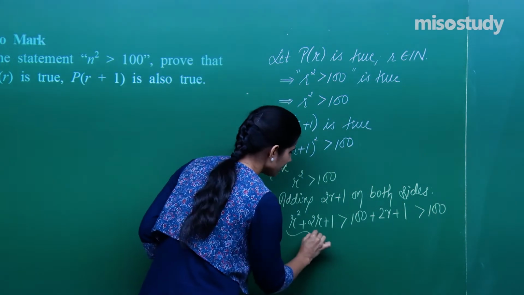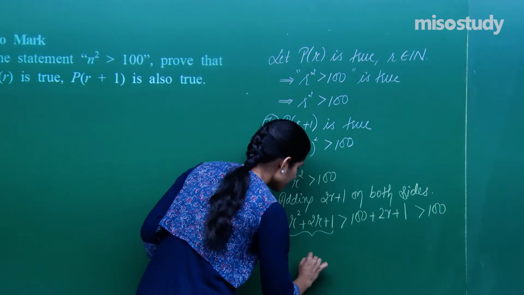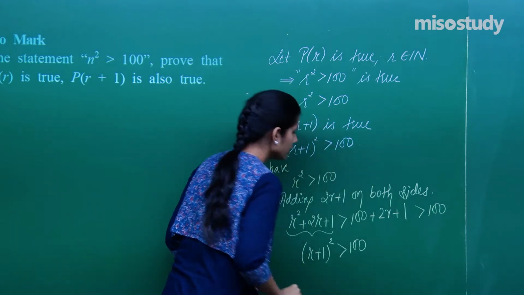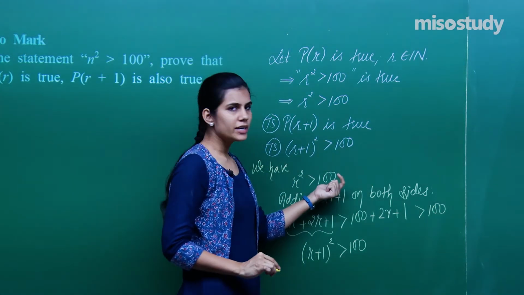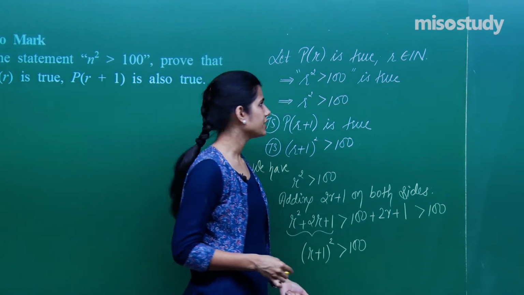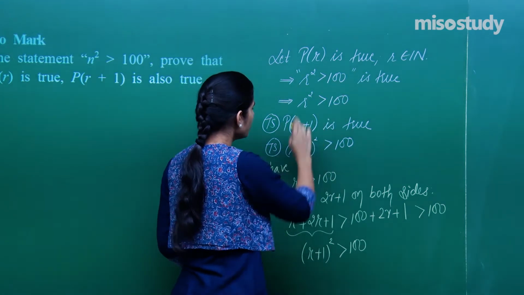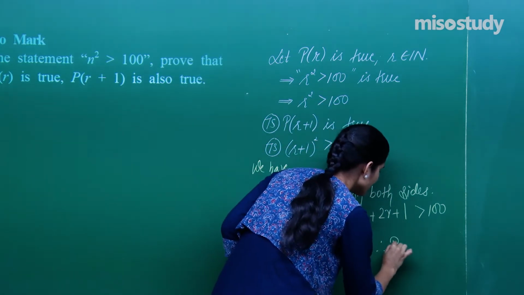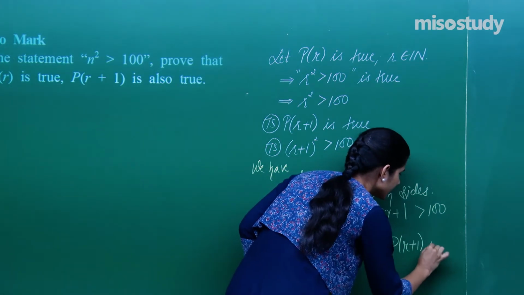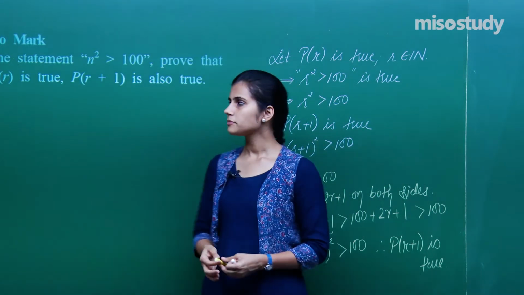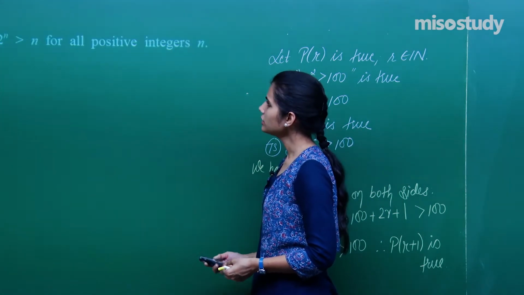And what is R square plus 2r plus 1? It is R plus 1 whole square. So if I am assuming R square is greater than 100, I am getting R plus 1 whole square is also greater than 100. That means if Pr is true, then I am getting Pr plus 1 is also true. Therefore, Pr plus 1 is true. Clear? Moving to the next question.